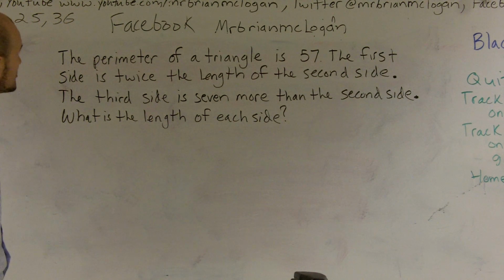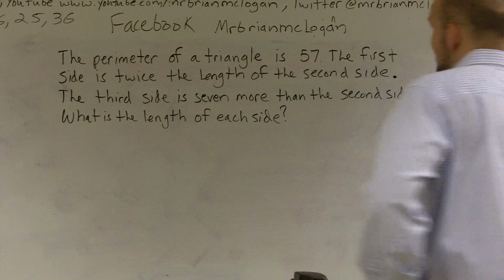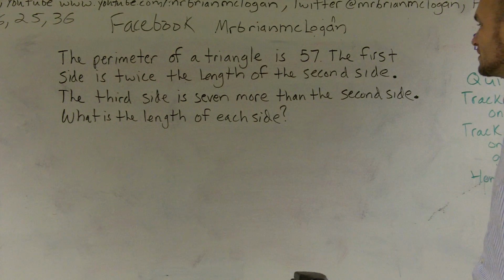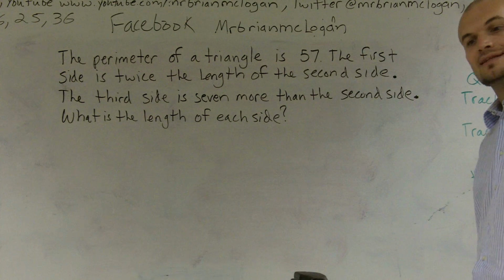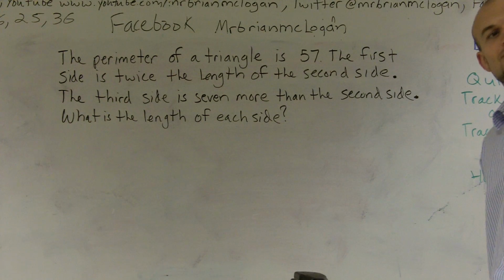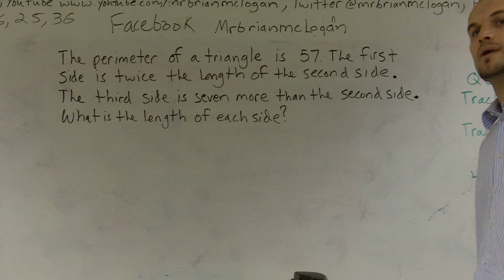The problem says the perimeter of a triangle is 57. The first side is twice the length of the second side. The third side is 7 more than the second side. What is the length of each side? Boy, does that sound confusing. So what I want to do is show you a method and a step-by-step process that we can do to solve this problem.